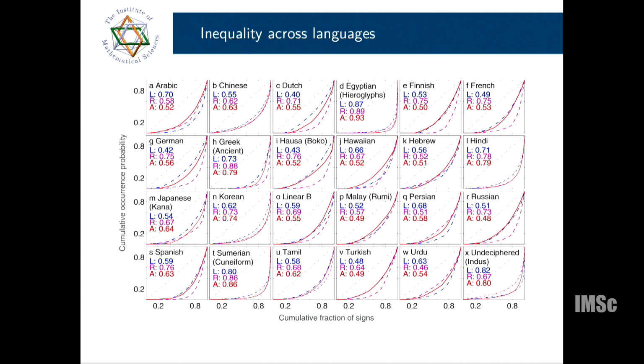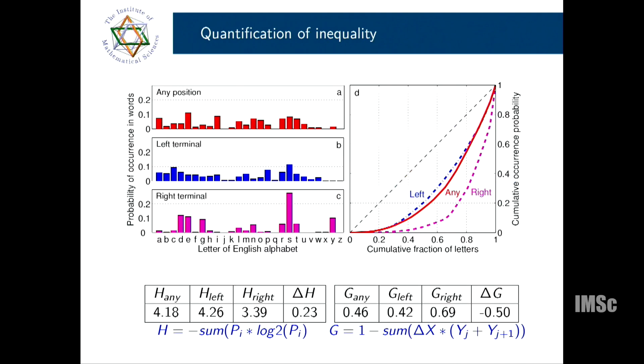Okay, so the point is, this is the universal pattern we found. And once you have this, what can you do? Once you can do the quantification, as you mentioned just now, we can use information theory, the entropy. Even the same thing we can quantify by using the Gini index.